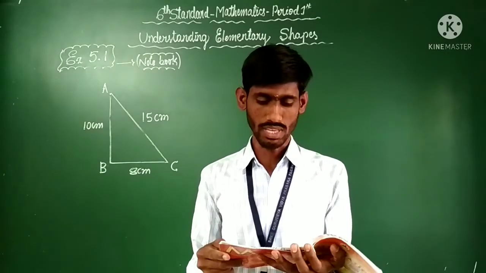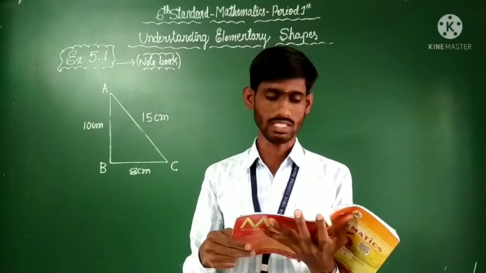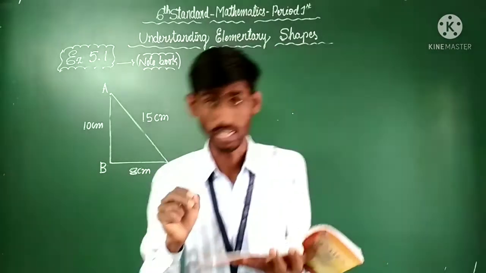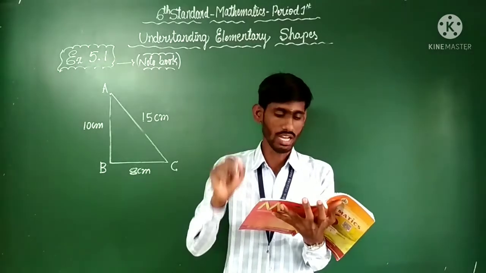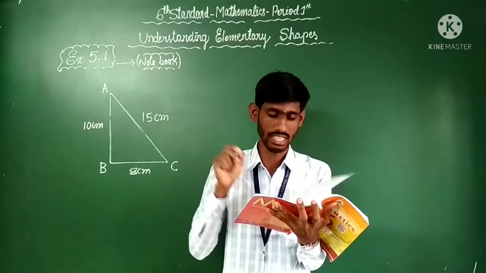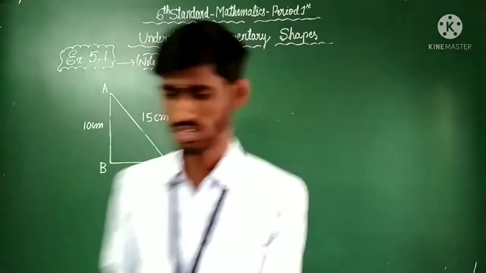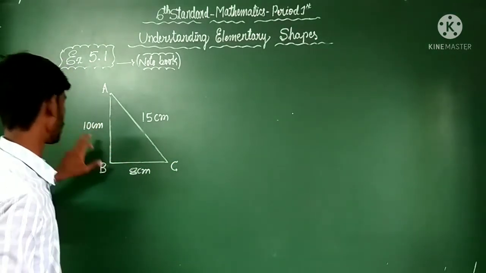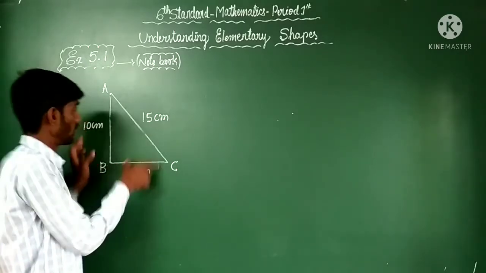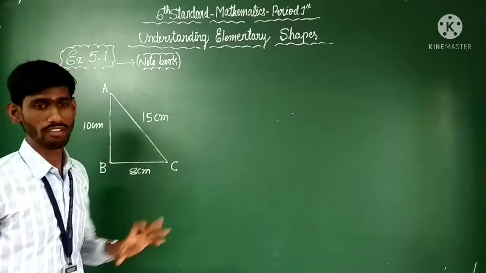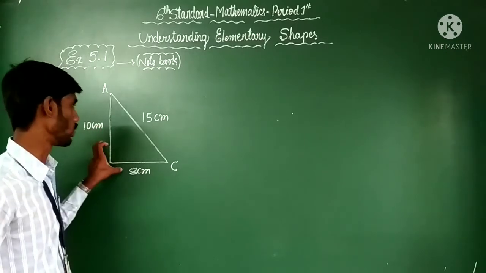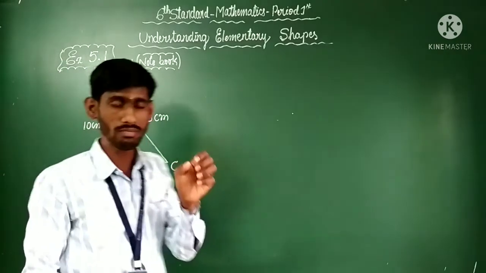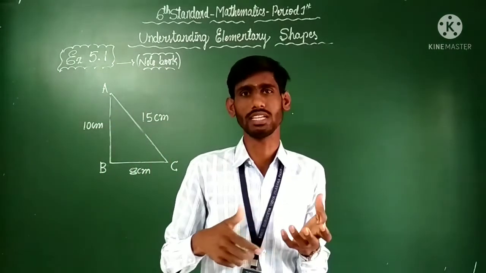Draw 5 triangles and measure their sides. Check in each case if the sum of the lengths of any two sides is always less than the third side. Let us check whether the sum of the lengths of any two sides is always less than the third side or not. Dear children, observe, this is the triangle. The measurement of AB is 10 centimeter, BC is 8 centimeter, AC is 15 centimeter. We need to check if we add any two sides, is the sum greater than the third side or less than the third side? This is the question.